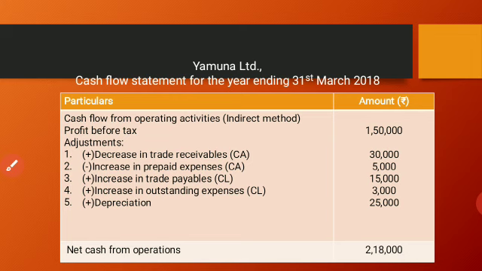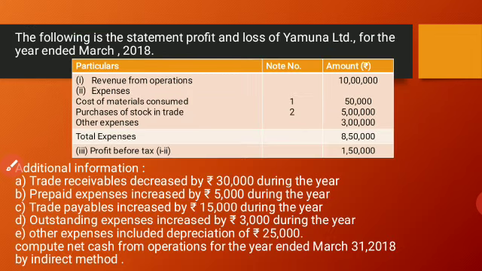Now we have ended up with all the information. We have written the profit, trade receivables, prepaid expenses, trade payables, outstanding expenses, and depreciation as well. We have finished with all the information.